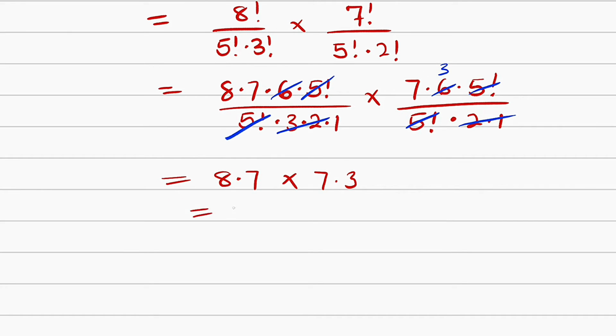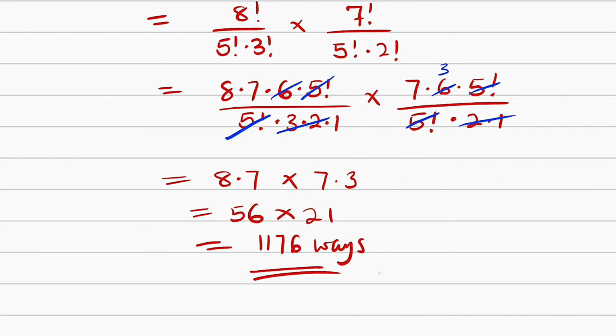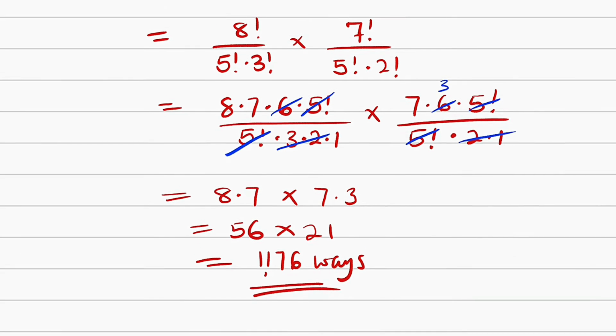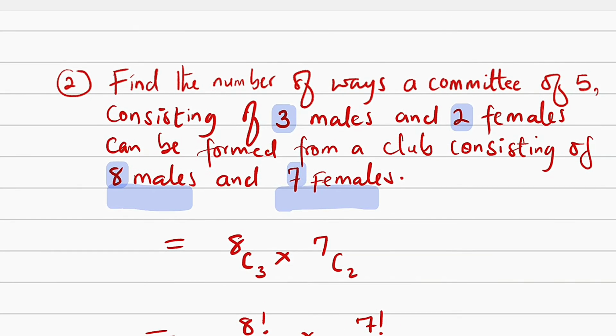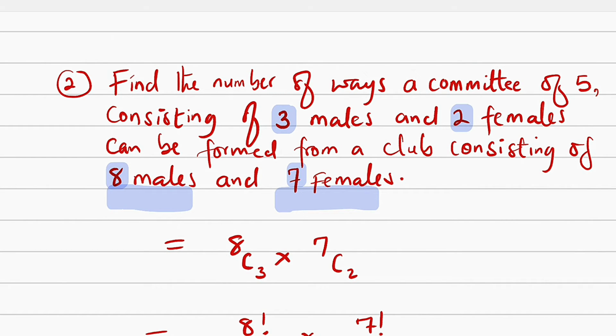8 times 7 is 56. Then 7 times 3 is 21. And finally, we have 56 times 21, which is equal to 1,176 ways. So there are 1,176 different ways in which a committee of 5 can be formed that include 3 males and 2 females from a group of 8 males and 7 females. And this is the second question. Let us move to the last question.